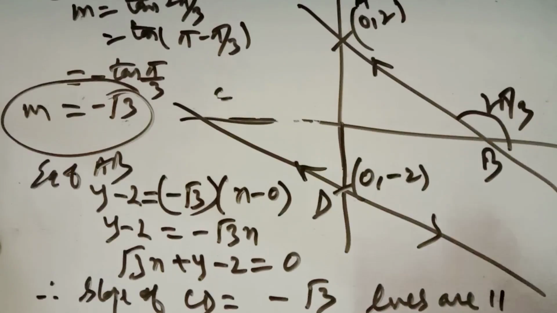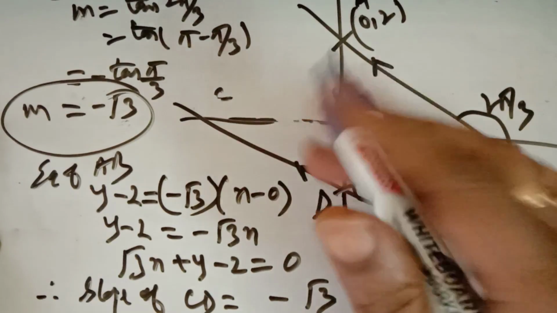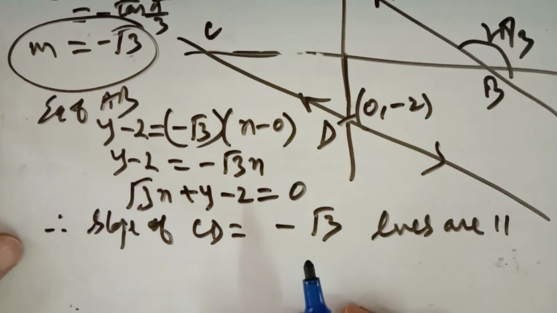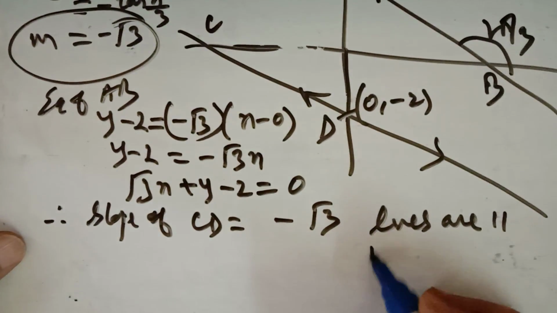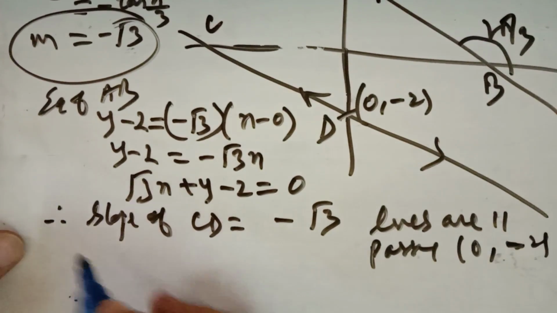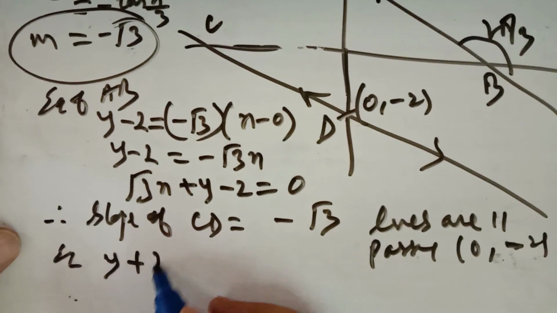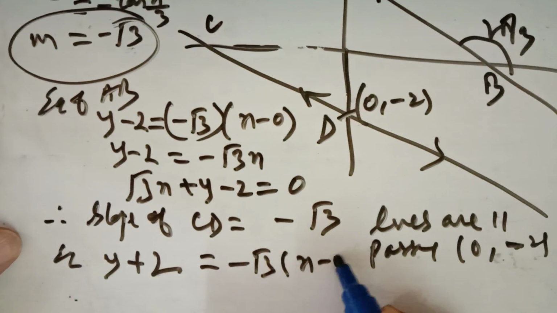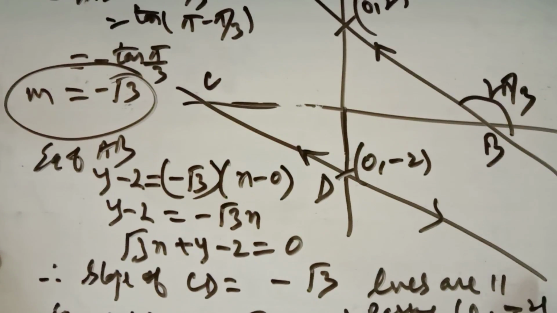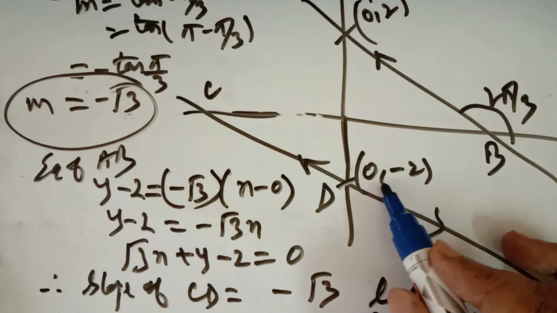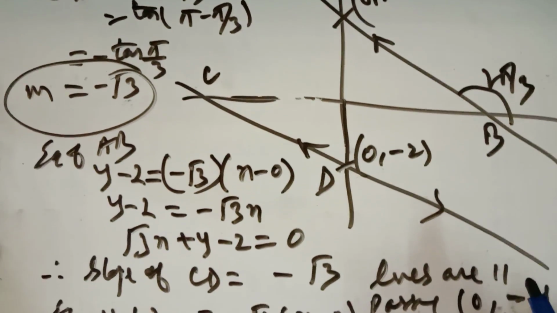When the lines are parallel, the slope of AB will be equal to the slope of CD, and it is passing through the point (0, -2). So the equation will be y minus y1, which is minus 2, is equal to m times (x minus x1). This is the equation of the line which is parallel to the line AB and intersects the y-axis below the x-axis at 2. So this point will be (0, -2), below the x-axis.